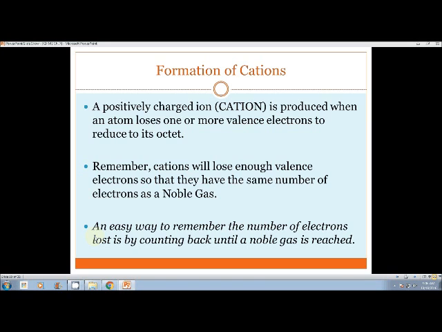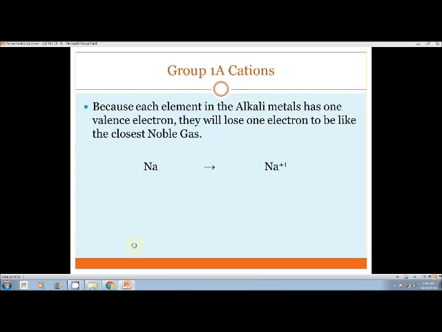The anions that we're going to talk about tomorrow, it's easier to focus on the other one. So, group 1A cations. Every element in the alkali metal group is going to have a +1 charge because they only have to lose 1 electron in order to be like a noble gas. For example, Na stands for what? Sodium. How many total electrons does sodium have? What's the atomic number of sodium? 11.